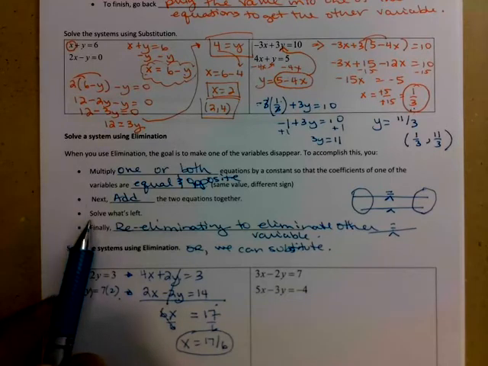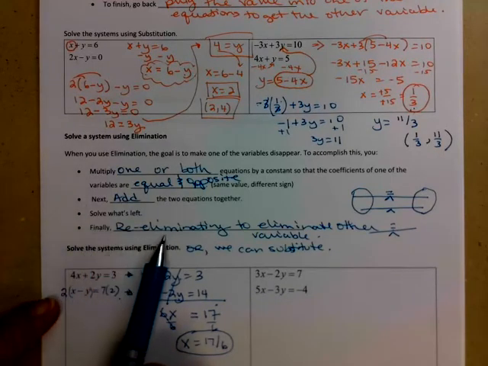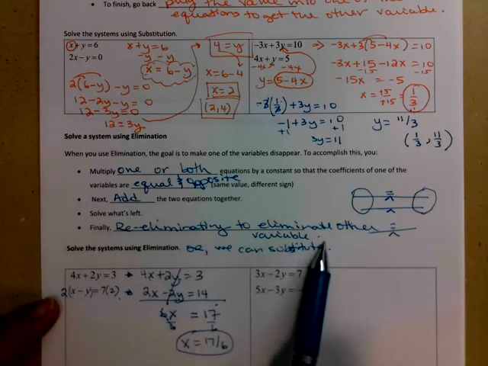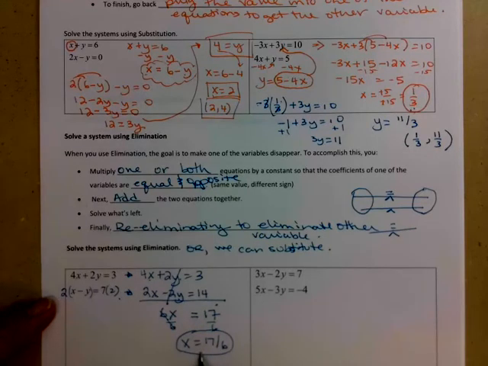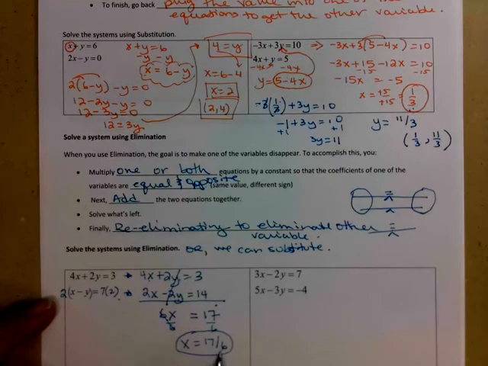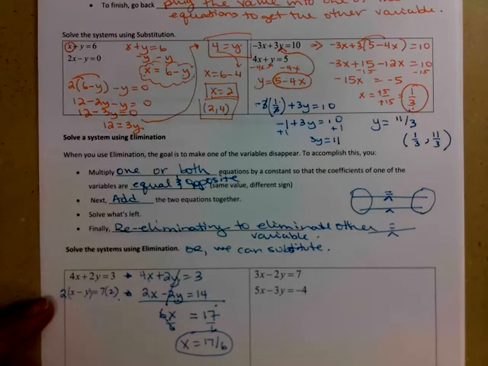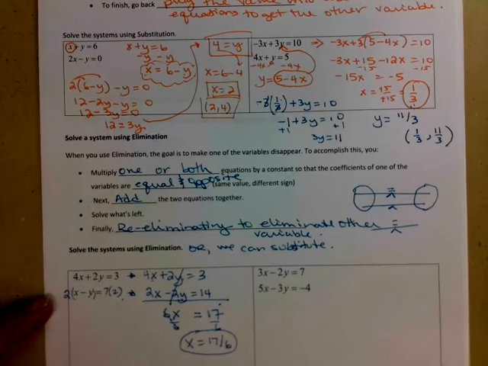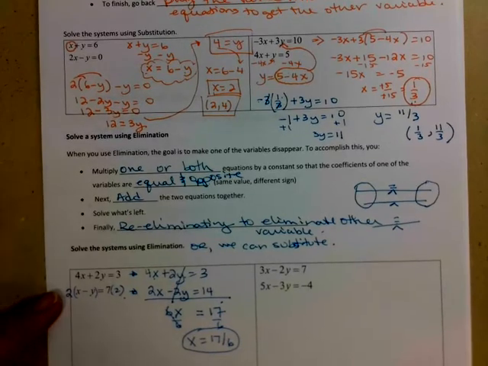Okay, I've got my x value. I've done step 3. Finally, you're either going to re-eliminate to get rid of the x, in this case it would be to figure out what y is, or we can substitute. Now, 17/6, I'm not looking forward to plugging that in anywhere. So I'm going to go ahead and do the elimination process again, except this time I would need to get rid of the x's. Okay, so I'm going to start back at the beginning.